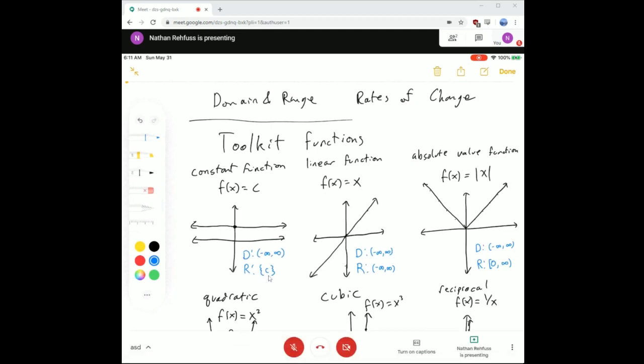There isn't really a good way to write a singleton set with interval notation. I guess you could do square braces C comma C, but that feels wrong to me somehow. I've never seen that in a textbook. I don't think it's conventional. This is the normal way to write it.